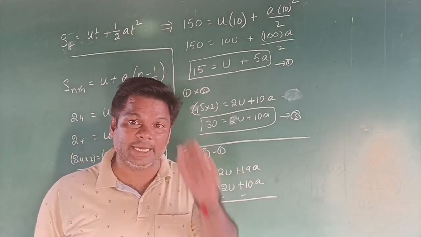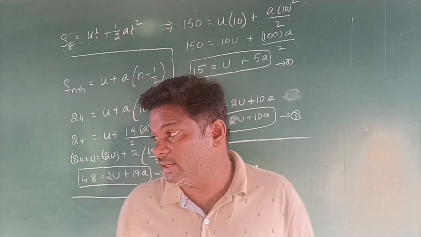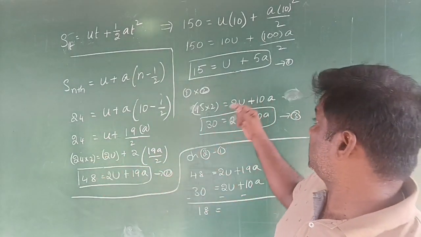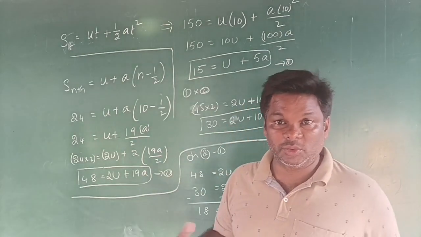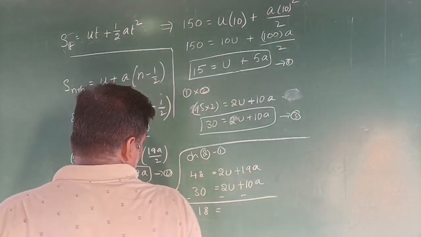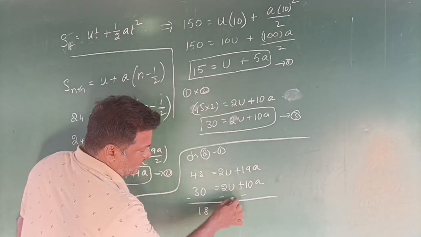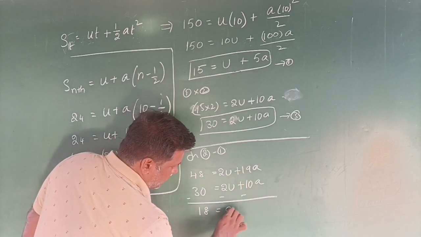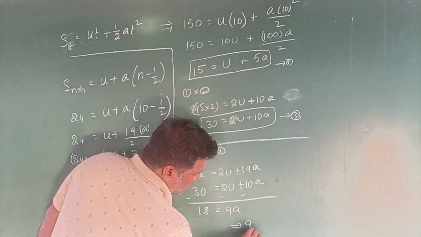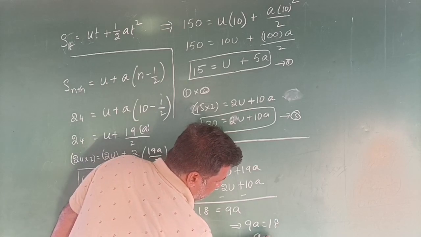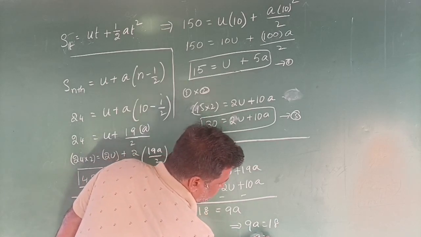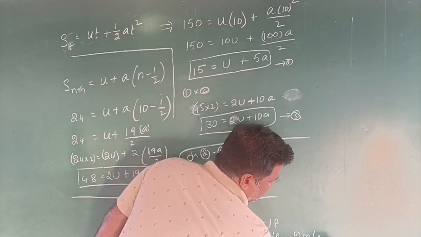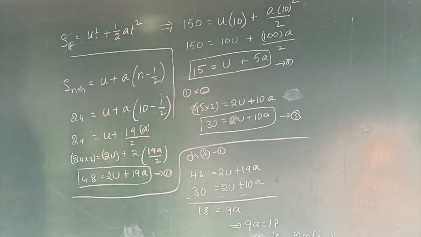One variable can cancel. That is why I did a small multiplication, by multiplying this equation with the 2. This equation also multiplying with the 2. Okay, so how much did I get? 2u will get cancelled. 19 minus 10, 9a implies 9a is equal to 18. a is equal to 18 by 9, that is equal to 2 meter per second square.